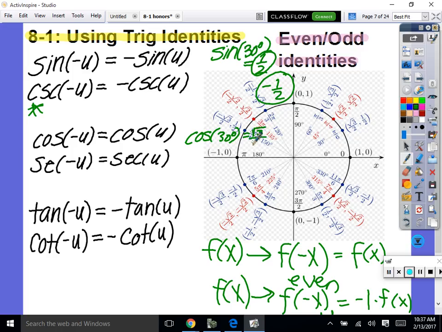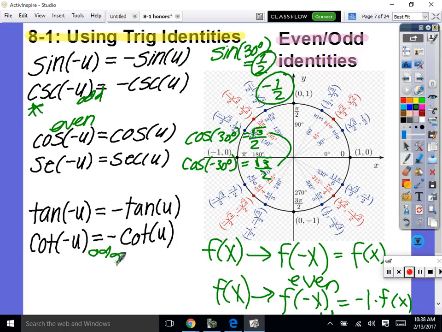Let's also plug in negative 30 degrees for testing if it's even or odd. So what do we get out? Square root of 3 over 2. So do you see how when we simplified it, there was still the original f of x? So that makes it even. So odd, odd, even. So that means sine of negative u will equal negative sine of u.